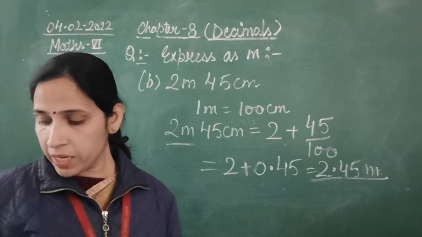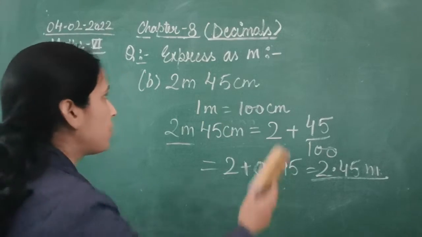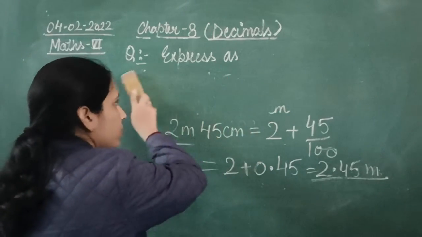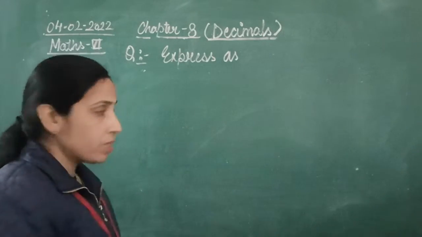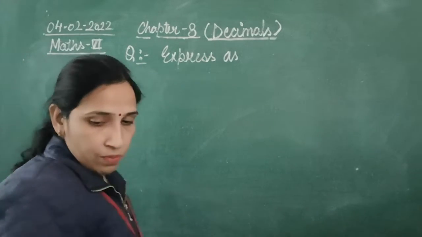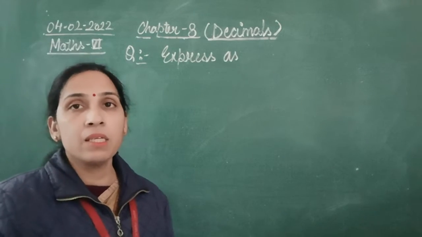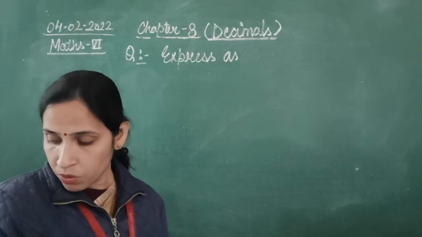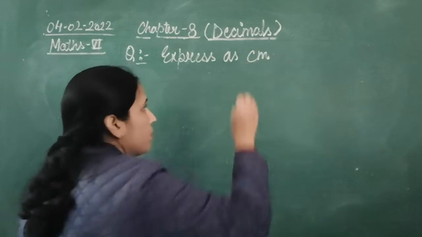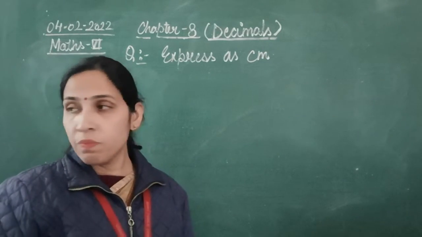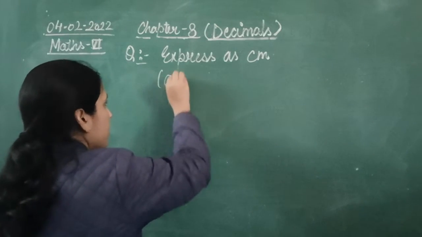Now, express as centimeter using decimals. Two examples we have done. If you have been given in centimeter, then how can you convert it? Or if you have been given in meter, then you need not convert it, and how can you do it? Express as centimeter using decimals. Next is, if you have been given millimeter, then how are you supposed to do it? For example, A part, that is 5 millimeter.